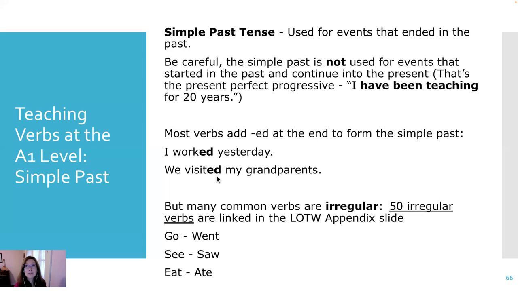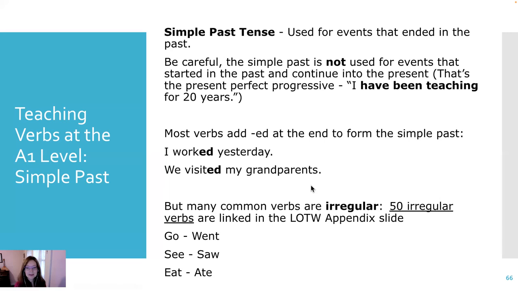However, many of the most common verbs have irregular forms in the past tense. That means they do not add ed. They have a different way of forming the past. And so you'll notice in the appendix slides of each Light of the World lesson, there is a link where you can see a list of the 50 most common irregular verbs. And we recommend that you have your students study those and start memorizing them as soon as possible.